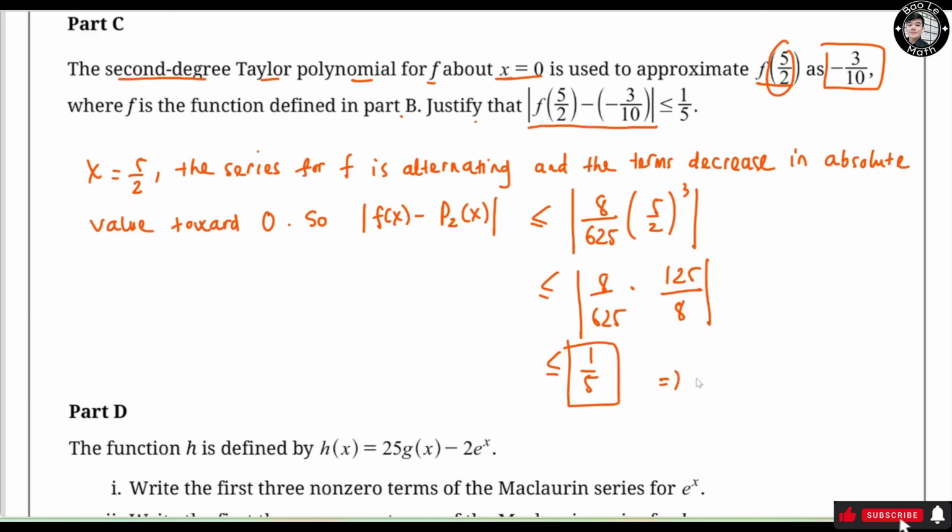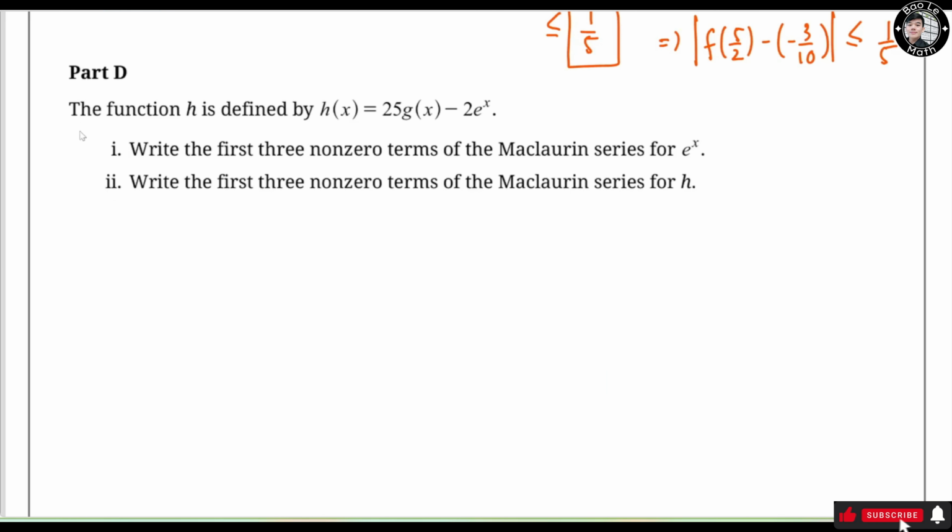You have the absolute value of f of 5 over 2 minus negative 3 over 10, less than or equal to 1 over 5, right? Now question D. The function h is defined by h of s equals 25 g of s minus 2 times e raised to the s. Question 1. Write the first three non-zero terms of the Maclaurin series for the function e to the s.